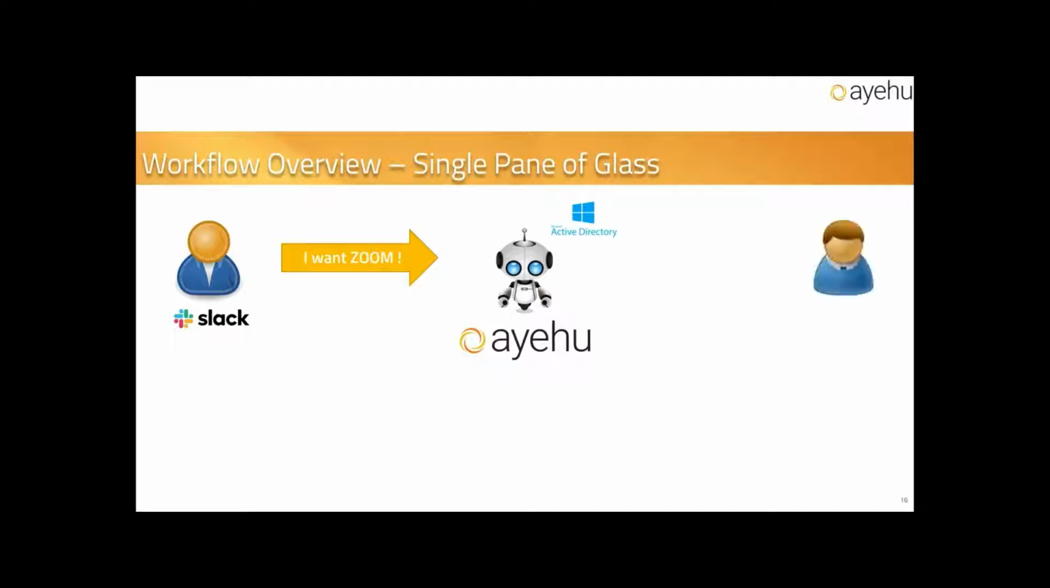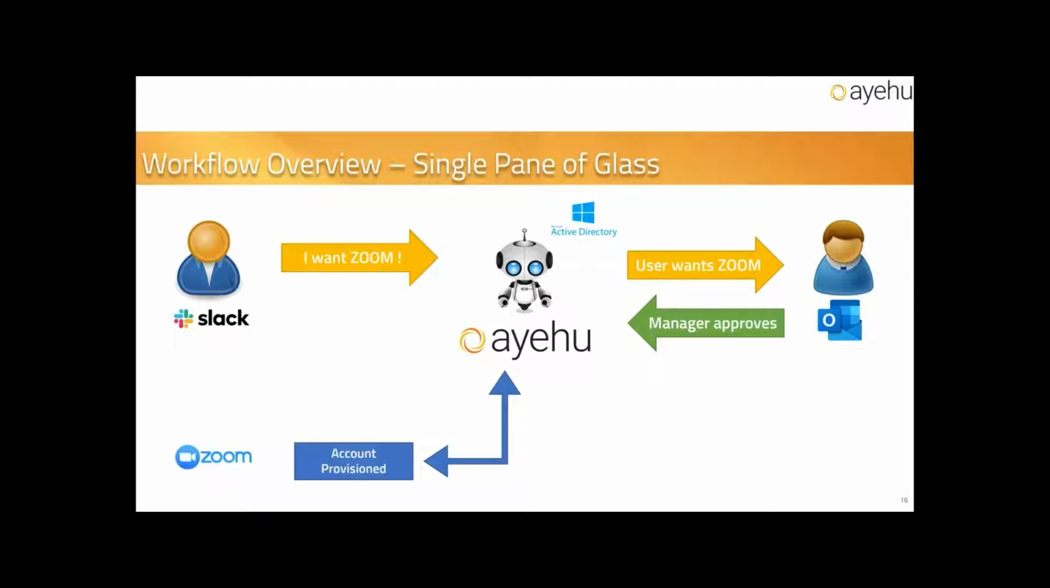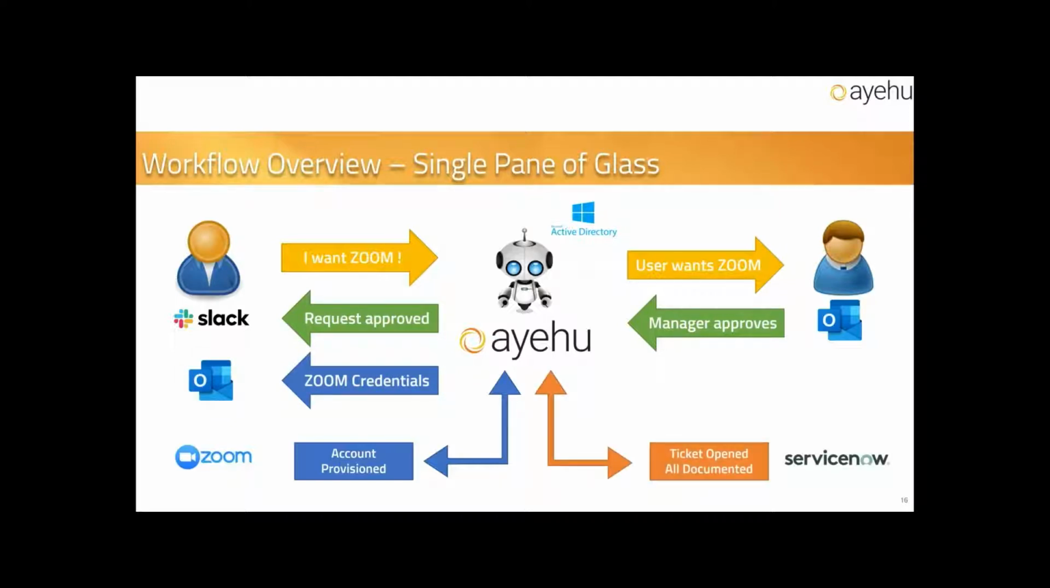When the manager is identified, Ayehu passes along the user's request to the manager and awaits an approval or a denial. In our use case, the manager approves the request, which by the way is all done through email. Ayehu then provisions an account on Zoom, and next Ayehu sends the user an update via Slack that the request for a Zoom account was approved. It also emails the user their new Zoom credentials. And finally, Ayehu will open up a ticket in ServiceNow and document every aspect of this request, automatically creating a complete record of everything that transpired.